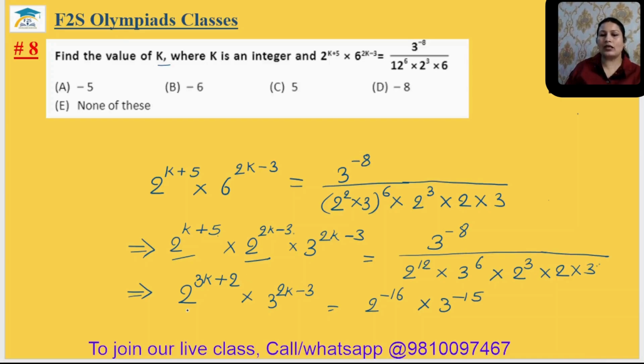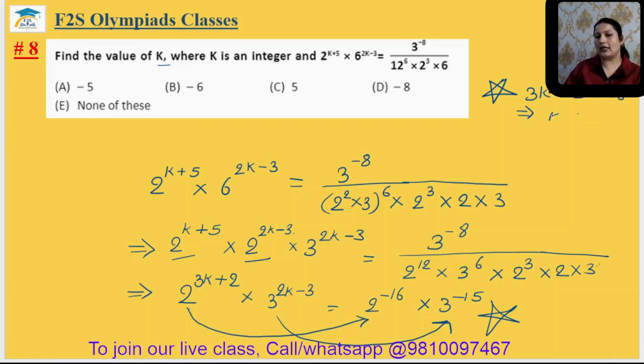We can see we can equalize with the same base. This will be equalized with this one and this one with this one. So I'm writing here 3k plus 2 equal to minus 16. So this implies k equal to minus 16 minus 2, minus 18, and 3 6s are 18, so minus 6.